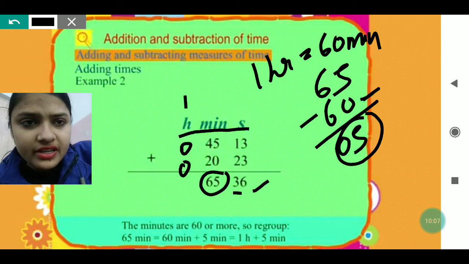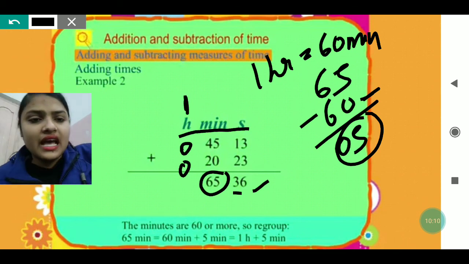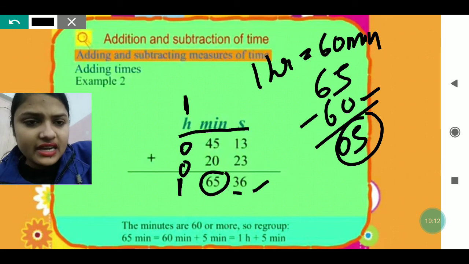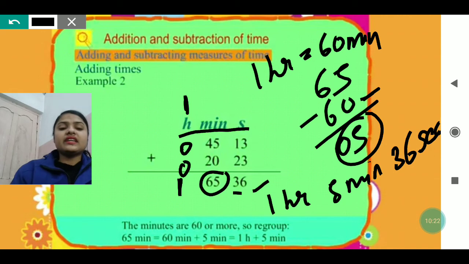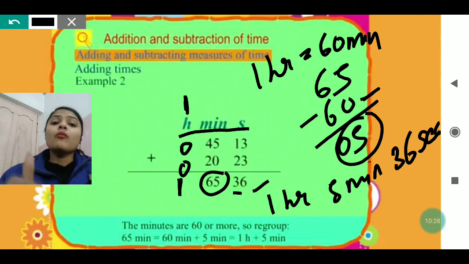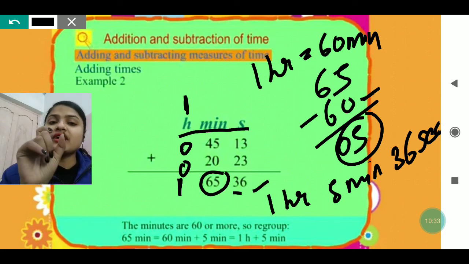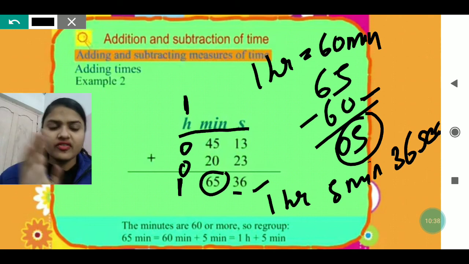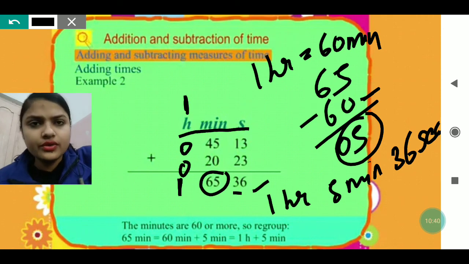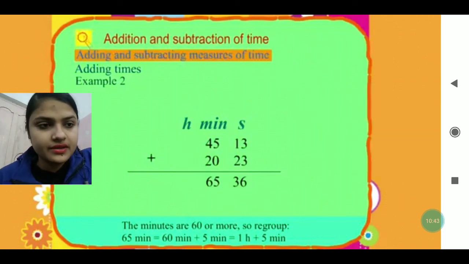That will be written just above the hour, and you will get the answer as 1 hour 5 minutes and 36 seconds. Okay, you will get the answer like this, because in the minute column we have got a number more than 60, so we have subtracted 60 from the given number, and then we have converted that 60 into hours. 60 minutes is equal to 1 hour, so that we have converted. So like this we have to do if we get this kind of questions.